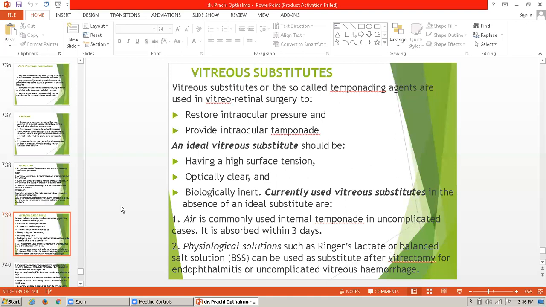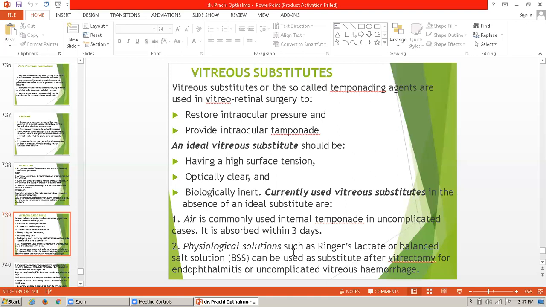Then vitreous substitute. Vitreous substitutes, the so-called tamponading agents, are used in vitreoretinal surgery to restore the intraocular pressure and provide an intraocular tamponade. An ideal vitreous substitute should have a high surface tension, be optically clear and biologically inert. Currently used vitreous substitutes in the absence of an ideal substitute are, first, air. Air is commonly used as internal tamponade in uncomplicated cases and it is absorbed within 3 days.